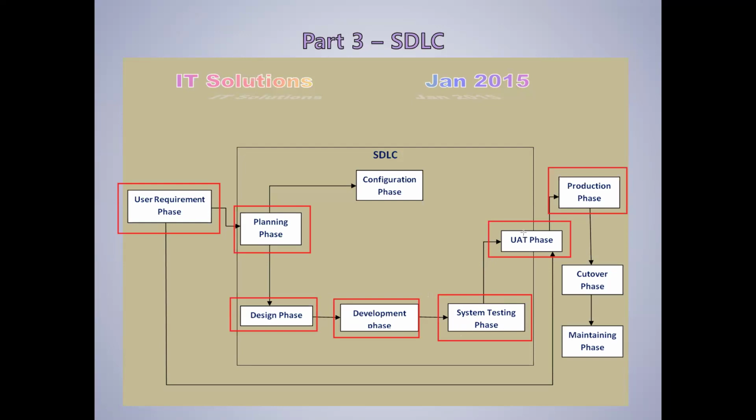UAT is user acceptance testing. That's where another level of testing gets done, which is done by the client. I'll explain this a little bit more in a second. And then once the UAT folks accept the application, it goes to production. Production is where the application is live, right? The application can be used.